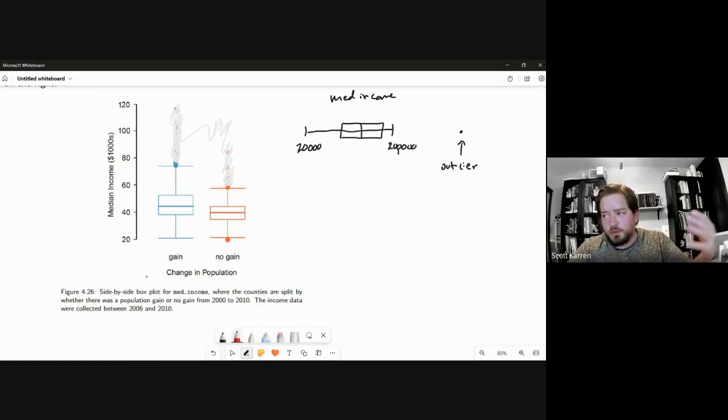two groups. The left is the countries that had a population gain. The right is the countries that did not have a population gain. Their minimums are about the same. But the max of the no gain countries isn't quite as high as those with gains, right? In fact, the 50th percentile of the countries that had population gain matches with about the third quartile of the countries that had no gain, right?